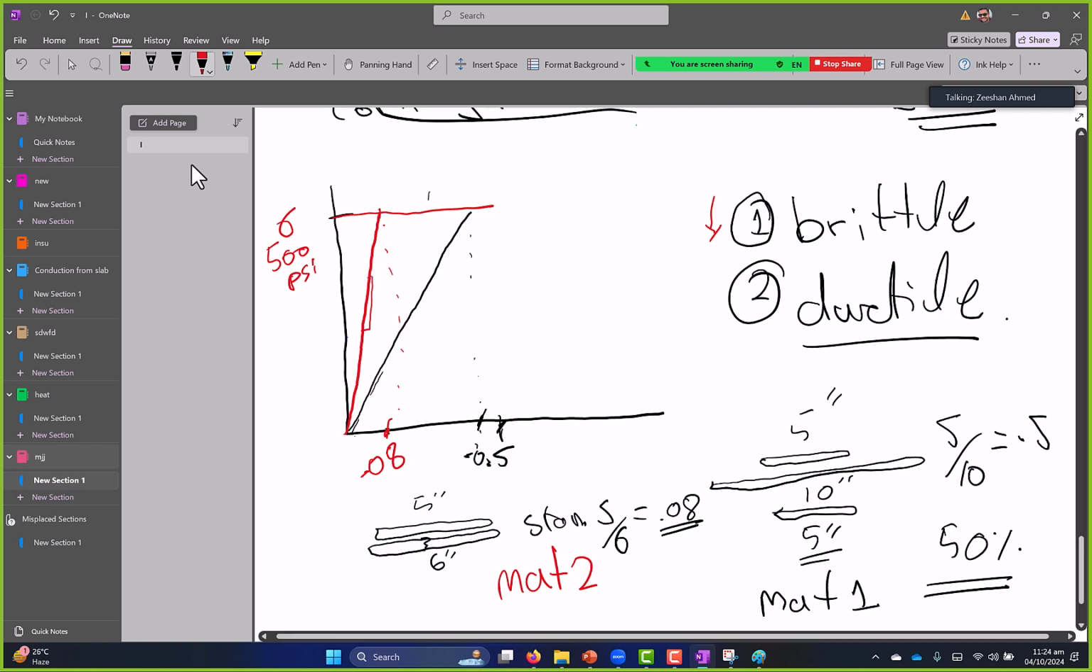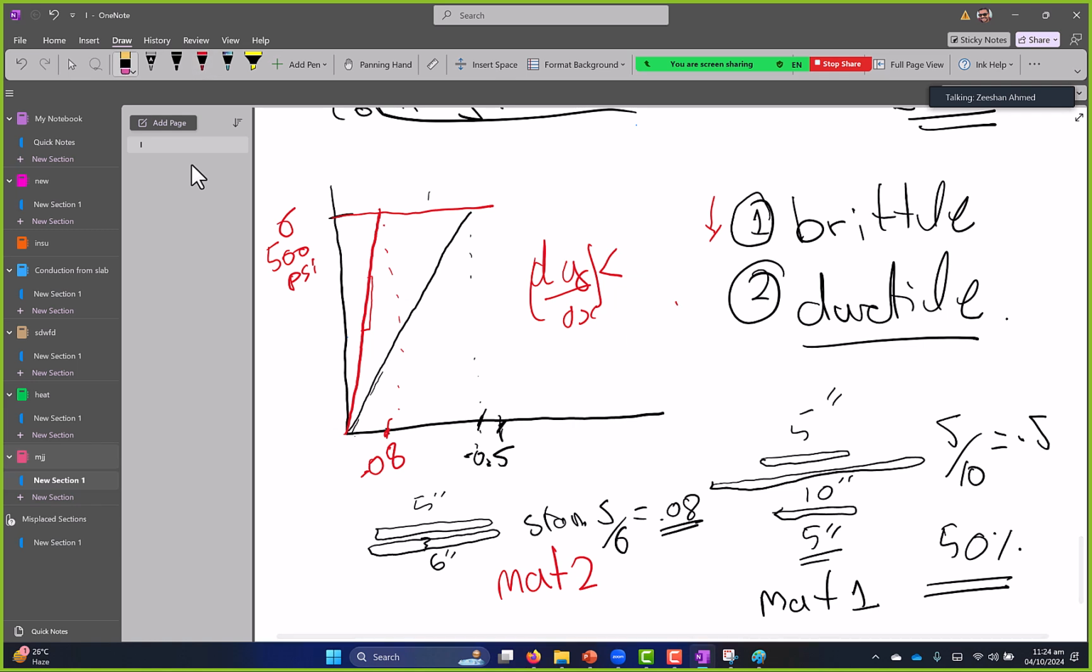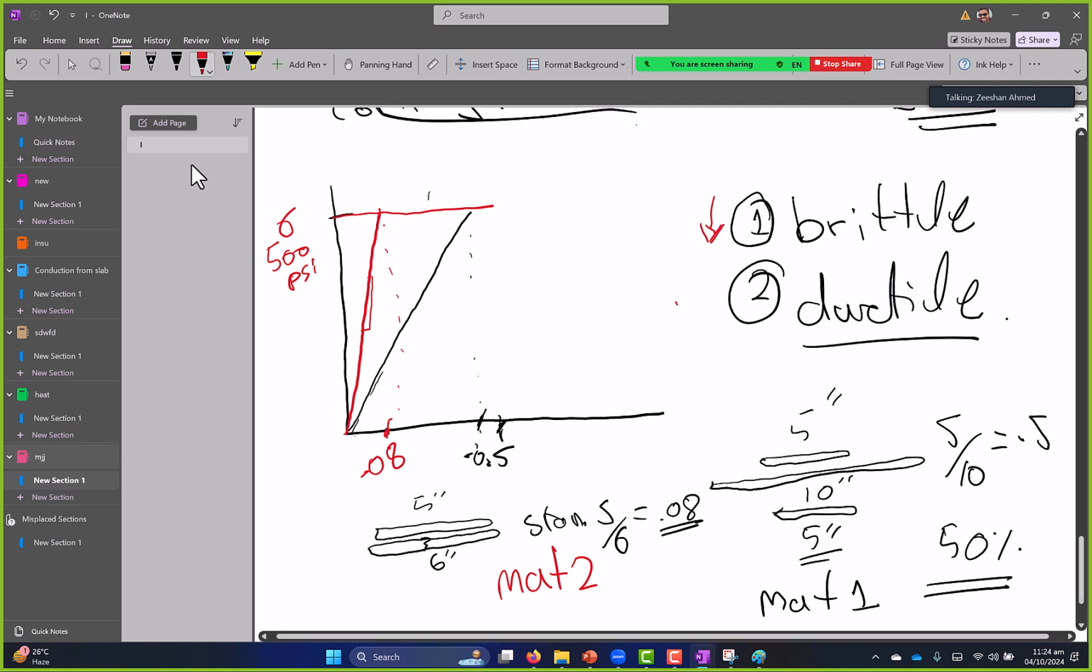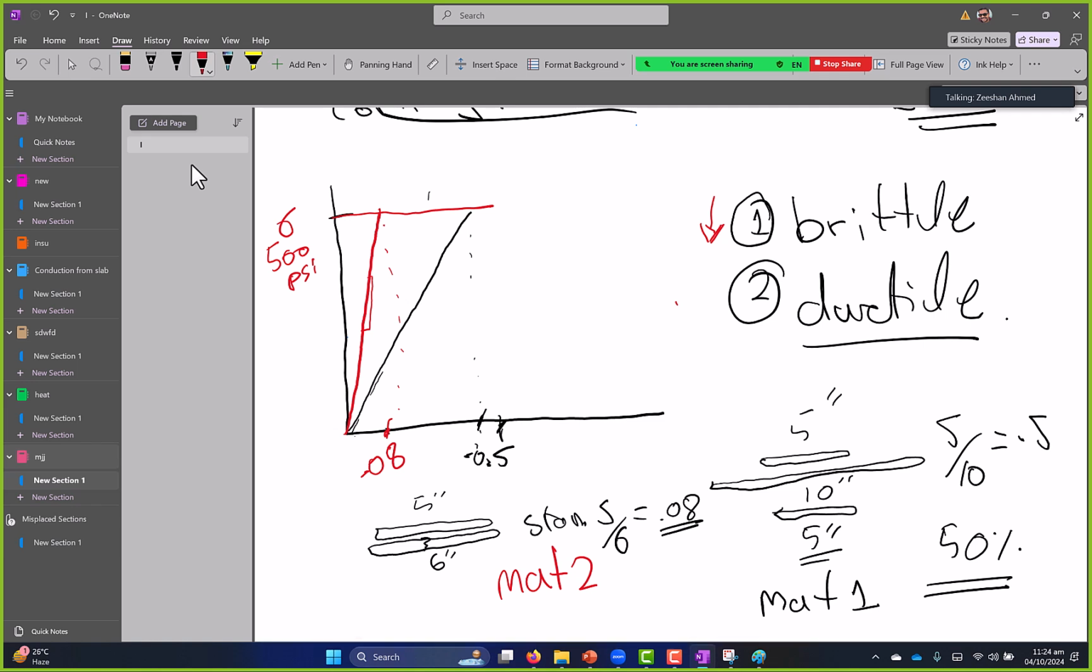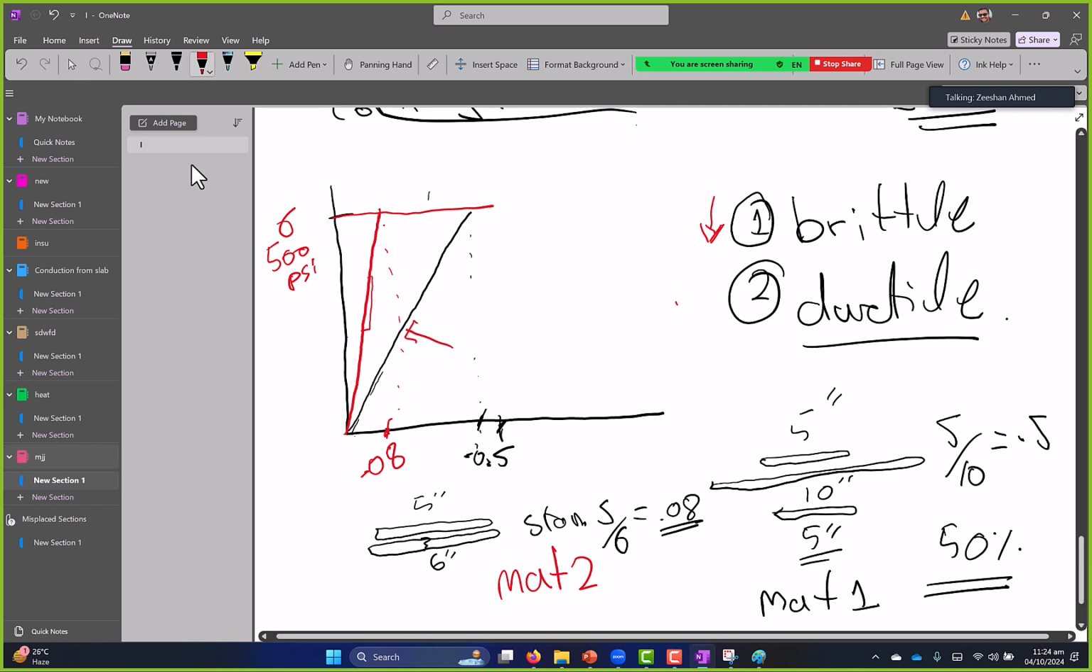If I look at the slope, it's too less. If I go by dy by dx of material A, it's much smaller than dy by dx of material 2. dy by dx is simply a fancy way of saying slope of the line. So the brittle material does not offer you much ductility. So it's a brittle material. Materials with more slope are called ductile materials.